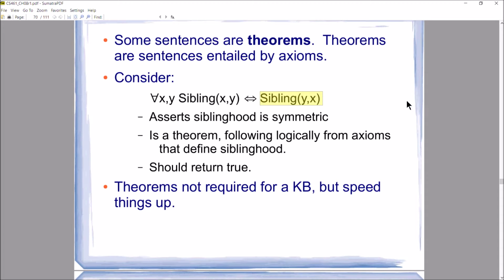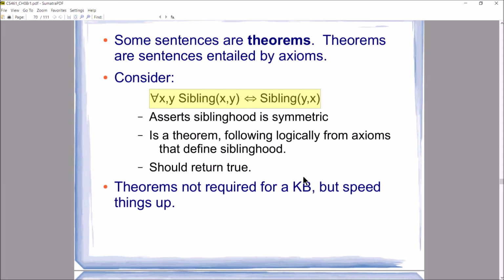So this right here is one axiom. This right here is another axiom. So we can provide this whole sentence, which is a theorem built on these pre-existing axioms. These things should evaluate to true. A theorem should evaluate to true.